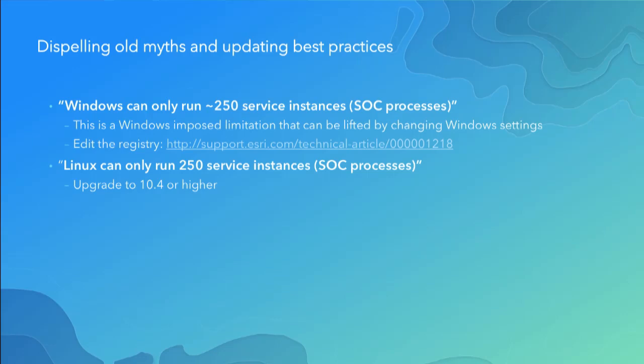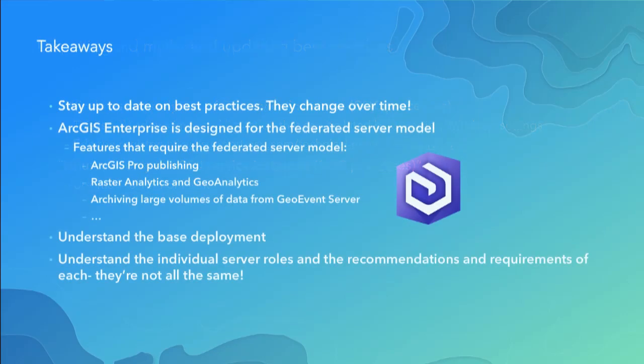This is far less common, but on Linux there was a similar type of limitation at 10.3.x. If you happen to be on 10.3.x, you couldn't publish or run more than 250 service instances or SOC processes. Upgrade to anything 10.4 and higher, and that is just not an issue anymore. There's an internal limitation that we lifted, so you shouldn't have to worry about it.